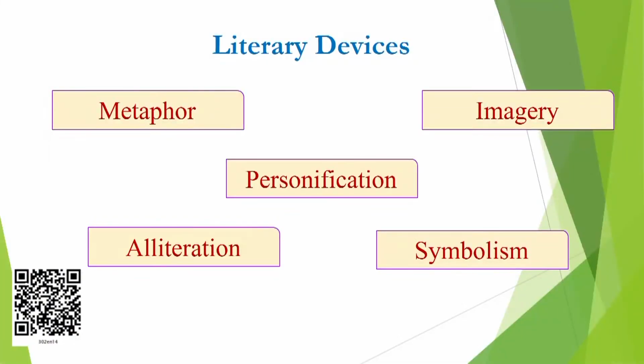Welcome back, learners. We were reading The Road Not Taken by Robert Frost, which was included as lesson number 14 of our senior secondary English course, code 302. We were reading the literary devices that were there in this poem by Robert Frost. The literary devices that Robert Frost has employed in this poem, The Road Not Taken, are metaphor, imagery, personification, alliteration and symbolism as well. We will now discuss all the literary devices one by one.